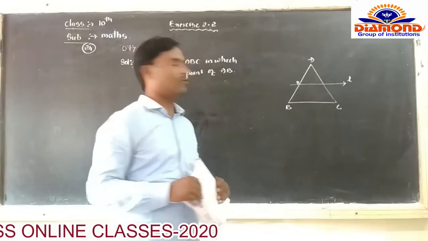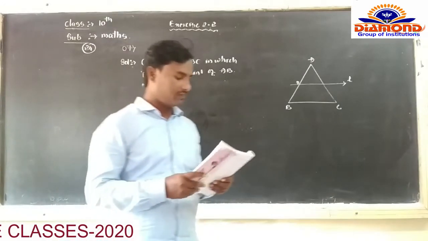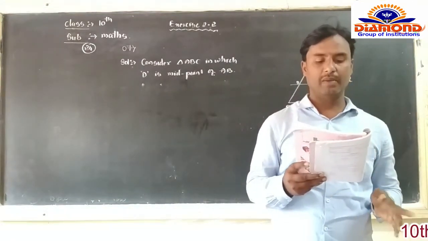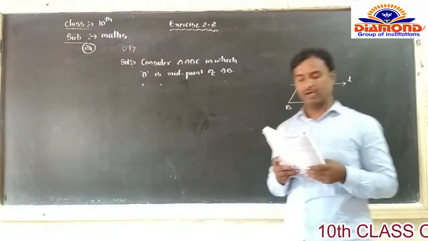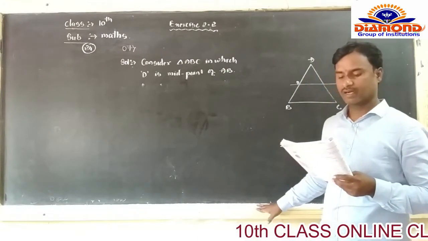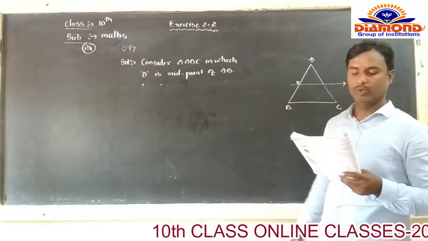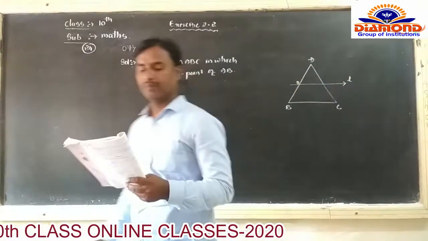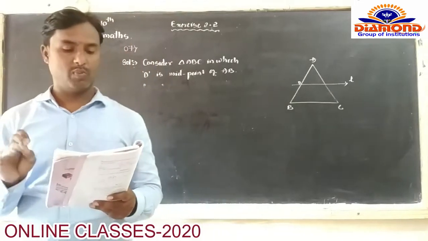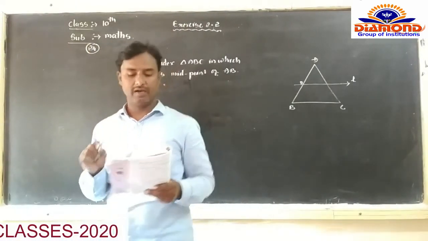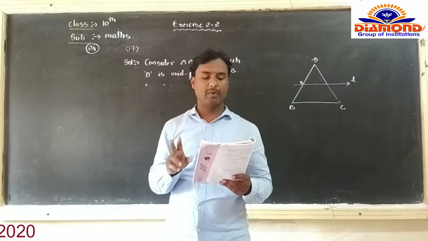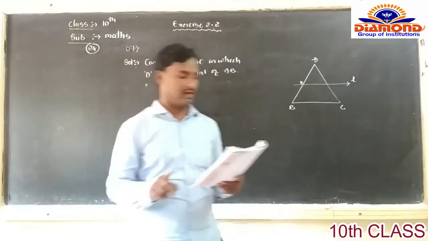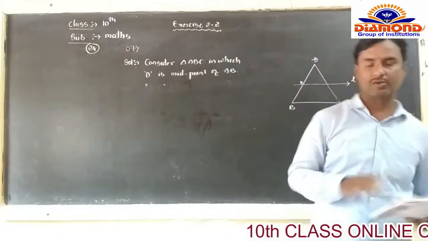So what is the 7th question? I want to read the question. Using theorem 2.1, prove that a line drawn through the midpoint of one side of the triangle parallel to another side bisects the third side. Recall that you have proved it in class 9. This is the question.